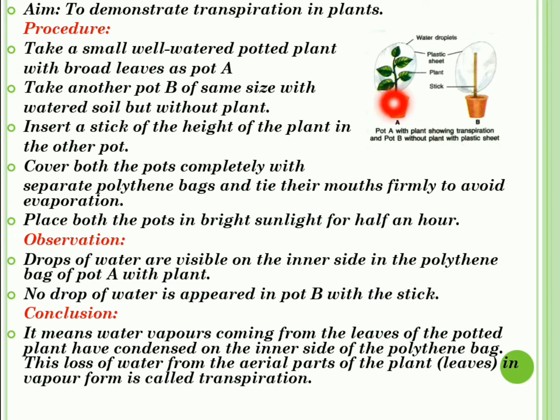Cover both pot A and pot B with separate polythene bags and tie their mouths firmly to avoid evaporation. Place both the pots, pot A and pot B, in bright sunlight for half an hour. What do we observe after half an hour?